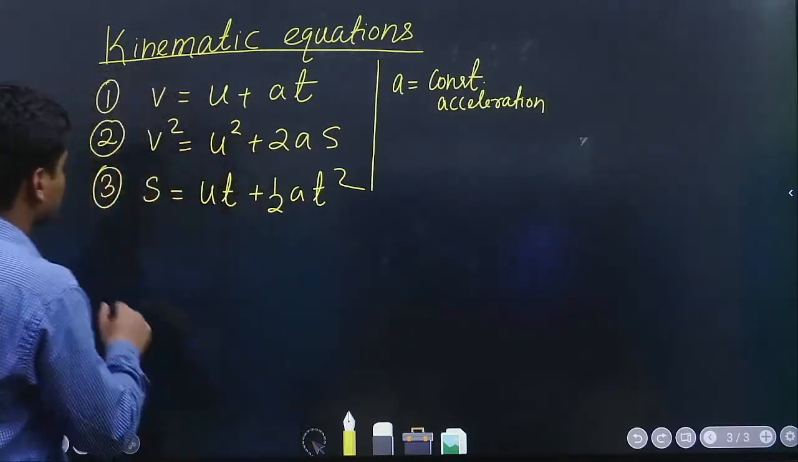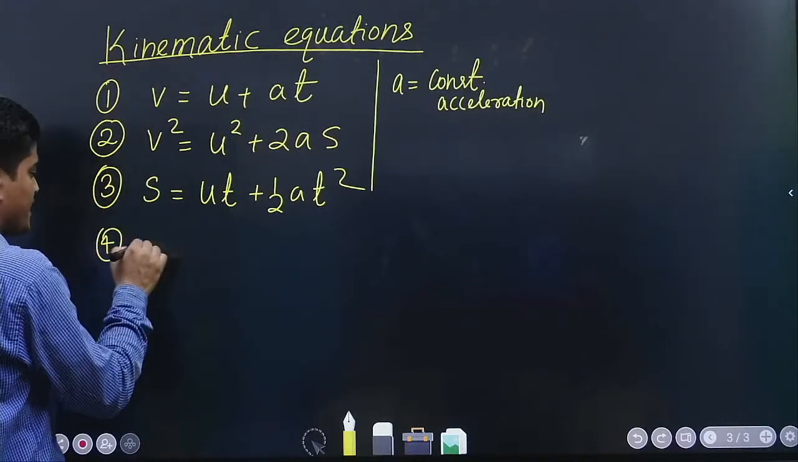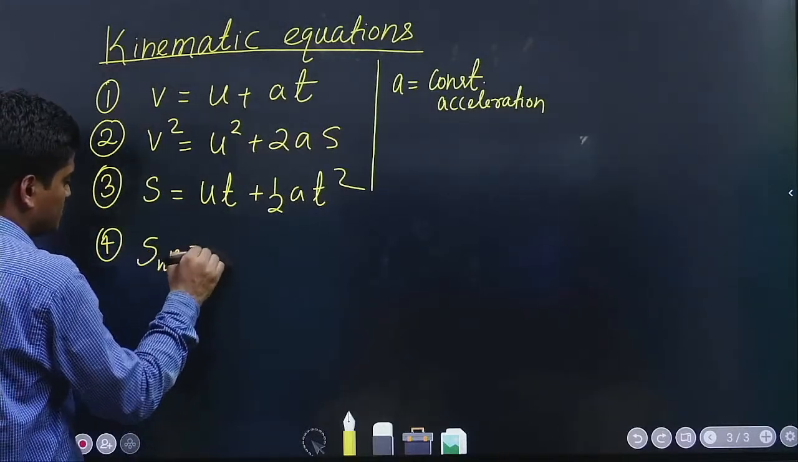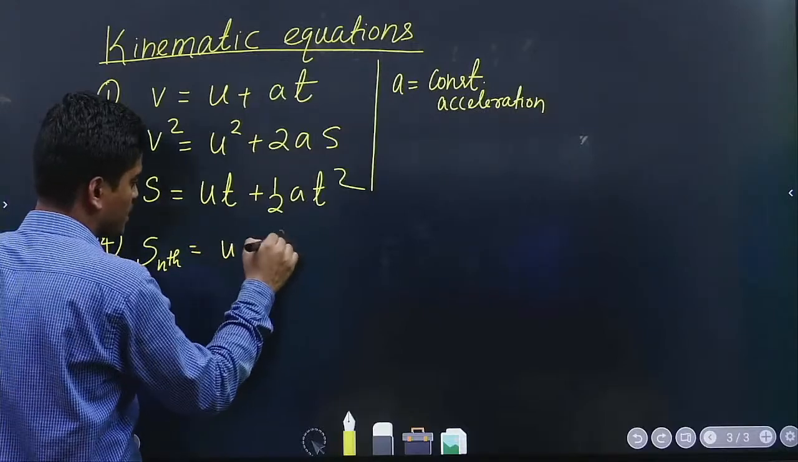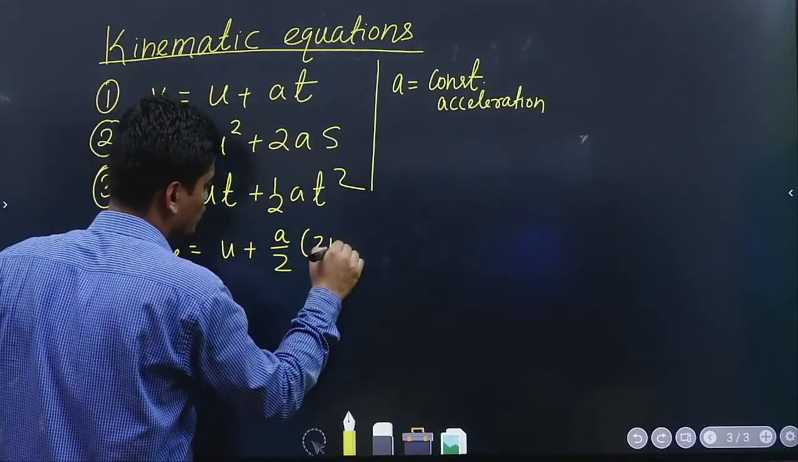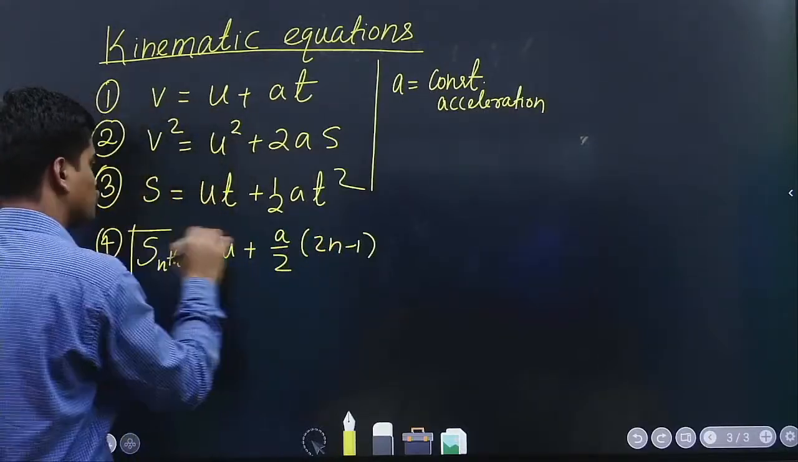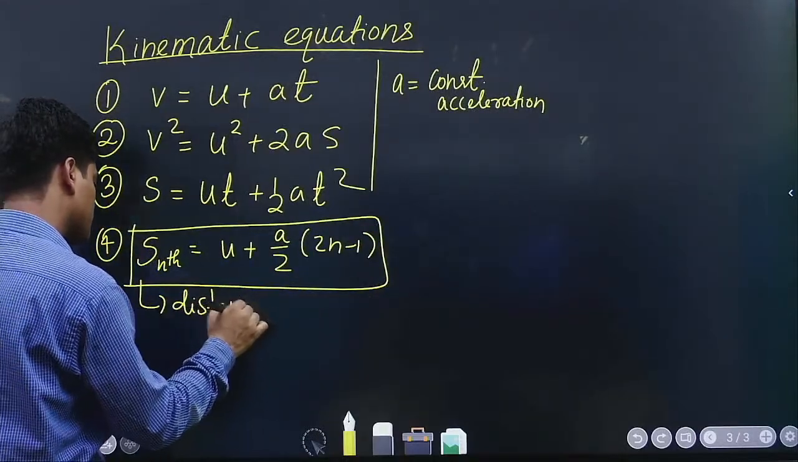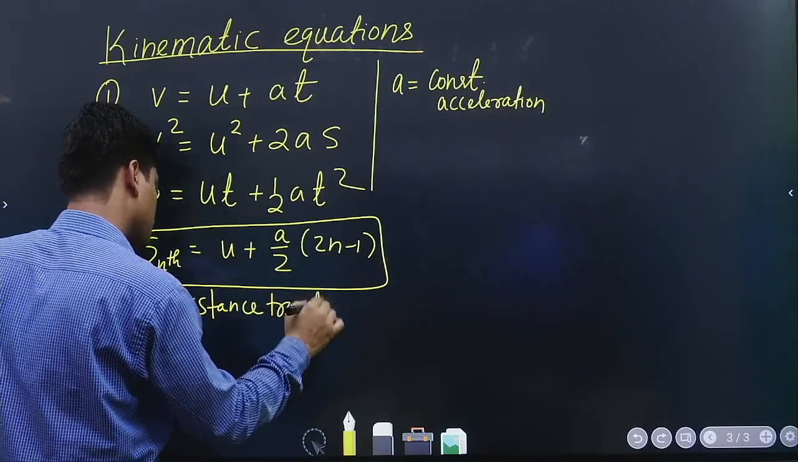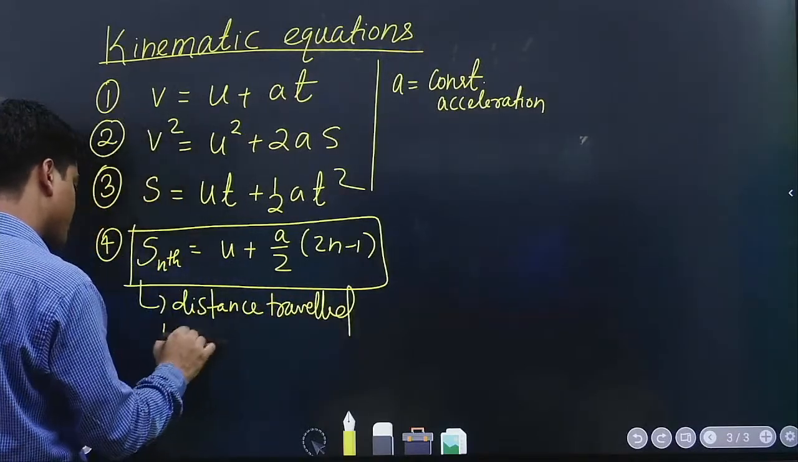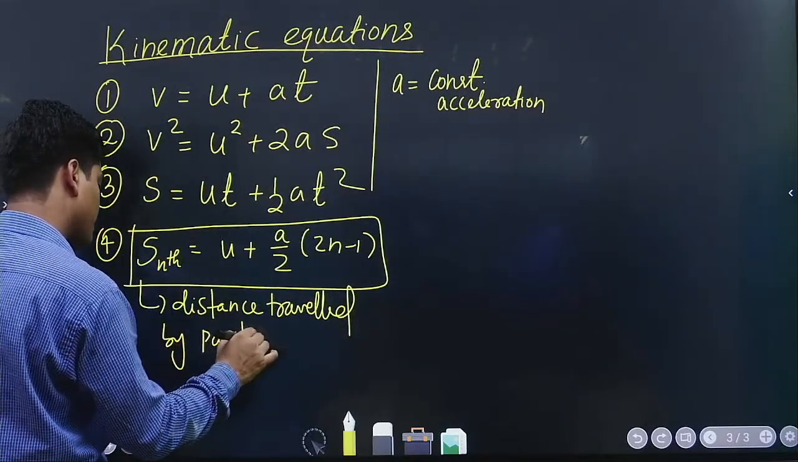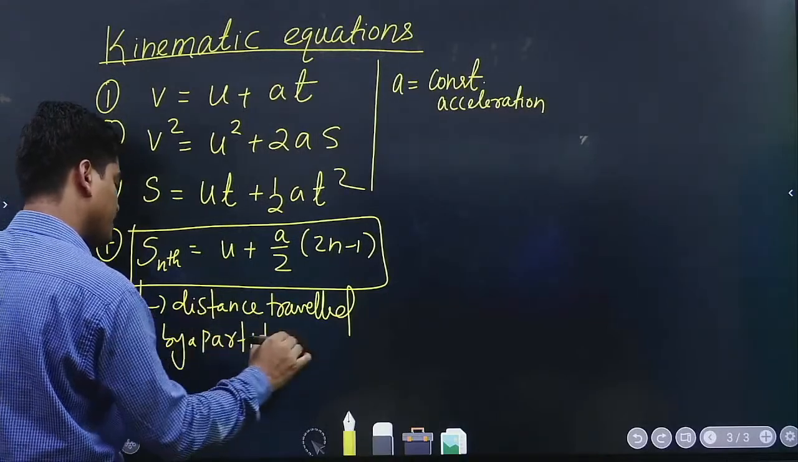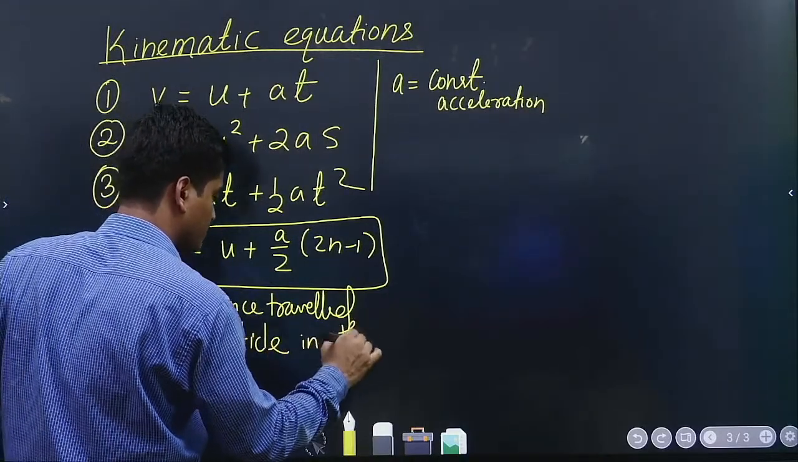And here another formula I'll write: s nth. What is s nth? It is u plus a by 2 into (2n minus 1). So this is called the distance traveled by a particle in the nth second.